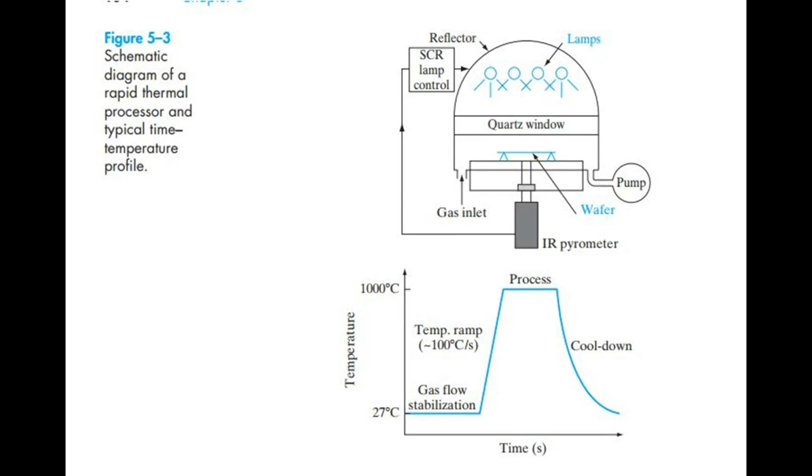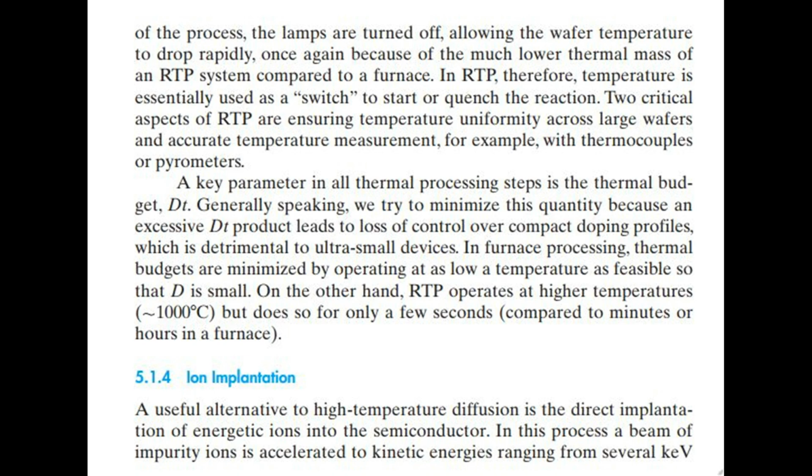Figure 5.3. Schematic diagram of a rapid thermal processor and typical time-temperature profile. At the end of the process, the lamps are turned off, allowing the wafer temperature to drop rapidly, once again because of the much lower thermal mass of a rapid thermal processing system compared to a furnace. In rapid thermal processing, therefore, temperature is essentially used as a switch to start or quench the reaction. Two critical aspects of RTP are ensuring temperature uniformity across large wafers and accurate temperature measurement, for example, with thermocouples or pyrometers.